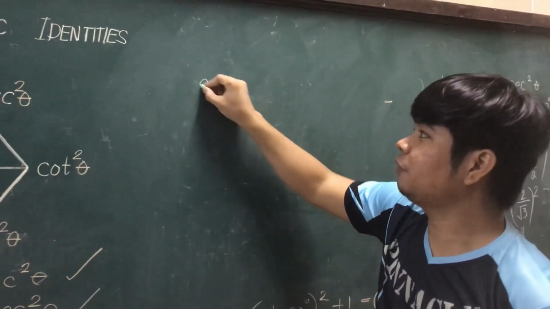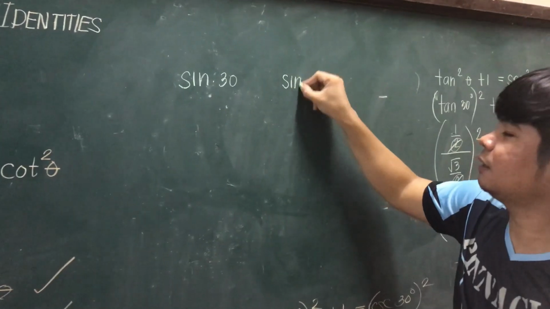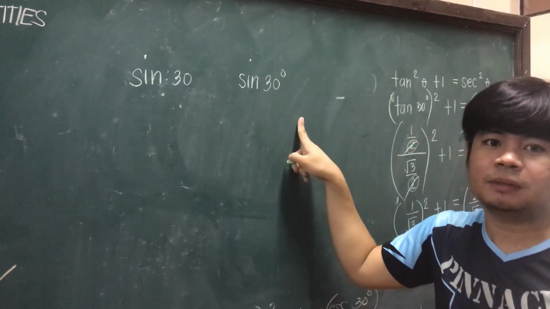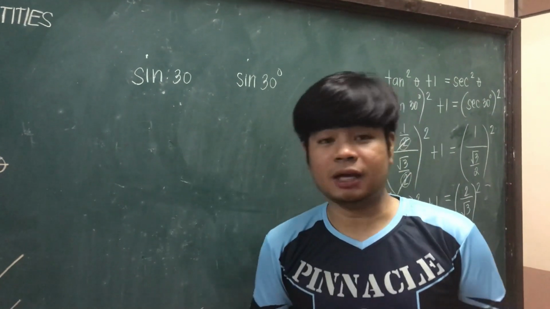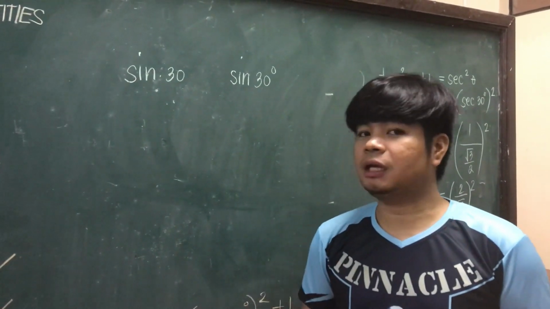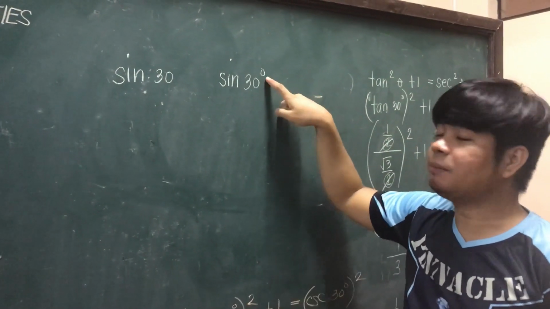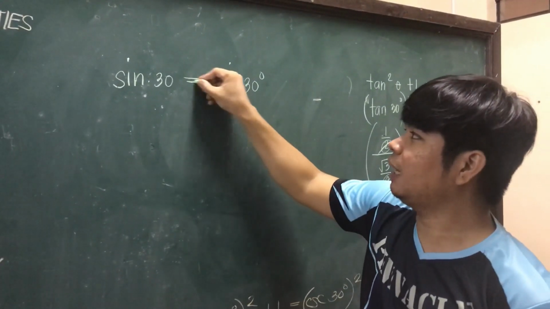Writing trigonometric functions correctly is very crucial. Remember that if you write sine 30 versus sine 30 degrees, these two are not the same. Because sine 30 would mean 30 radians, meaning to say it is not in degree measure. But this one is in degree measure because of the degree symbol here. Meaning to say they are not equal.